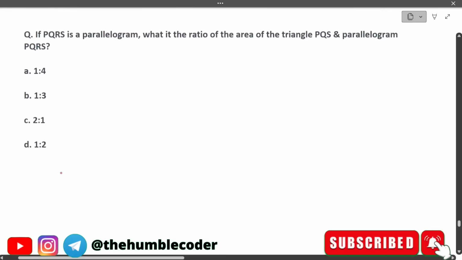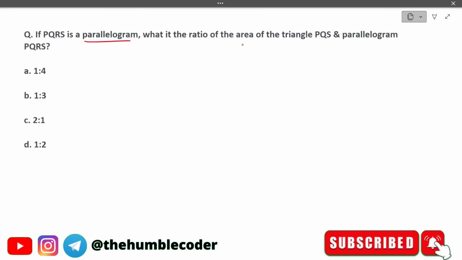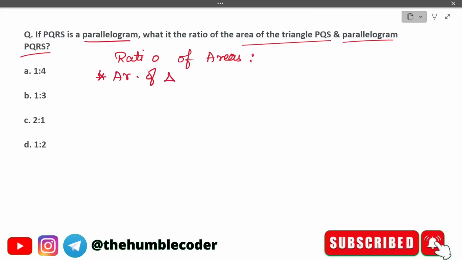If PQRS is a parallelogram, what is the ratio of the area of triangle PQS and parallelogram PQRS? In order to solve this question, you should understand a few things. Let's write it down. Ratio of areas. We need to find the ratio of areas. First thing: area of a triangle is half into base into height.